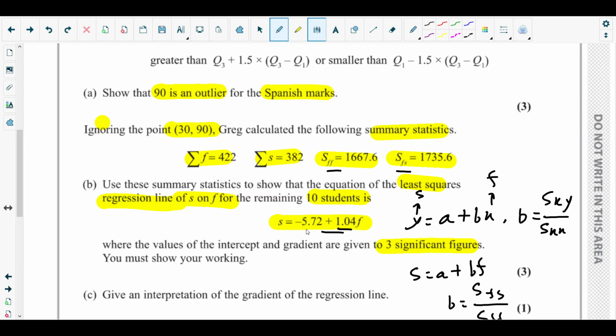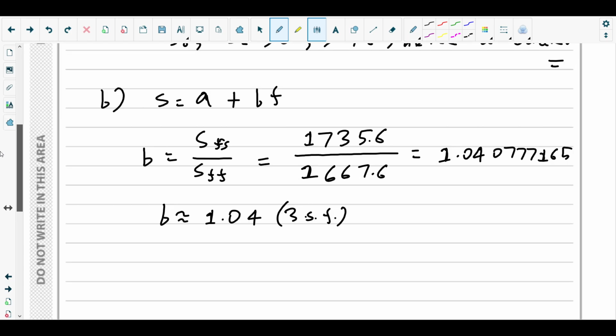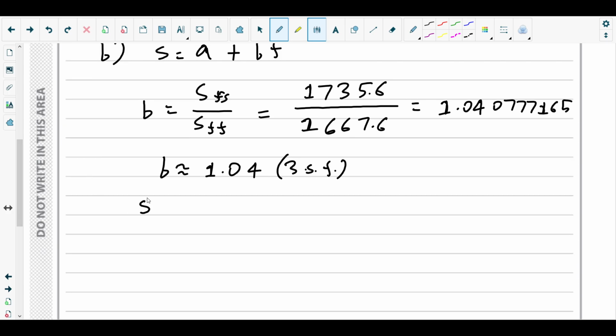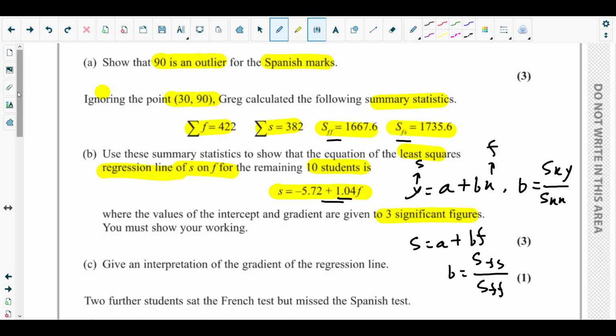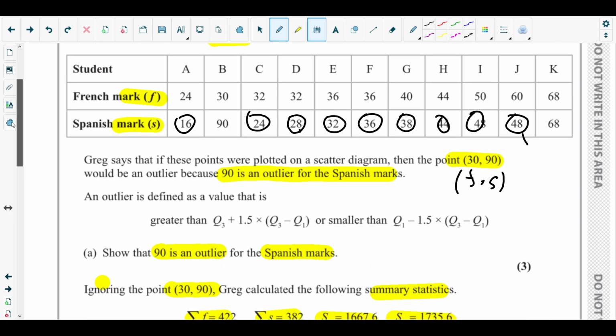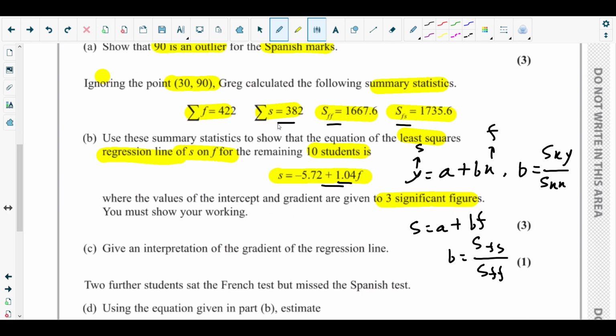We need the value for the y-intercept, which is, in place of y, S. So this formula is S bar equals a plus b times F bar. Do we know the values for F bar and S bar? b is known, we just got it. Look at the statistics here; S bar and F bar can be found. Ignoring the point 3090, the sum of F is given and the sum of S is given. You should keep in mind the total number of data is now 10, not 11. So at first we need to find S bar and then F bar.